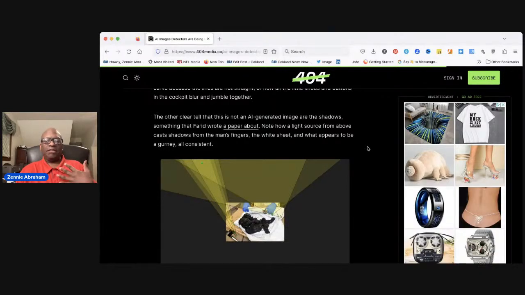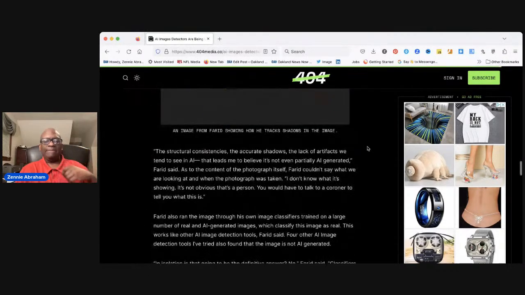He says the other clear tell that it's not an AI generated image is the shadows. Farid apparently wrote a paper about this. He said that a light source coming from above cast shadows from the man's fingers, the white sheet, and what appears to be a gurney, all consistent. He says the structural consistencies, the accurate shadows, and the lack of artifacts we tend to see in AI lead him to believe that the photo is not AI generated at all.